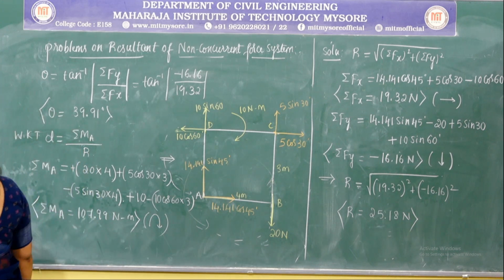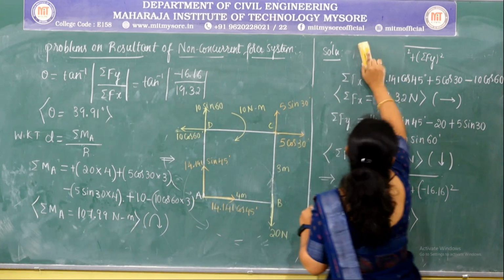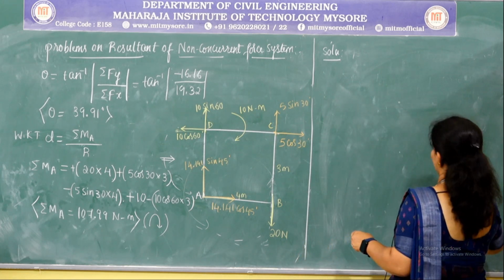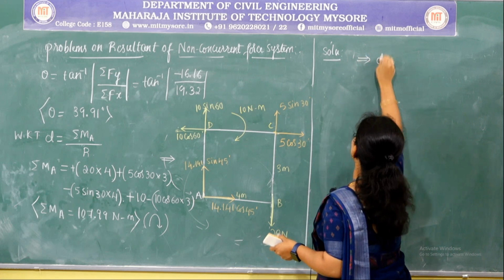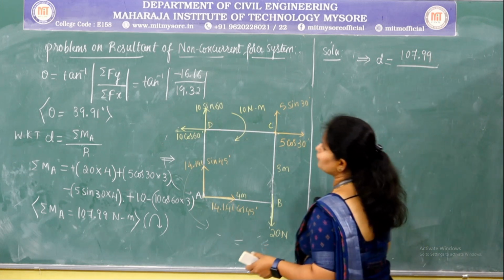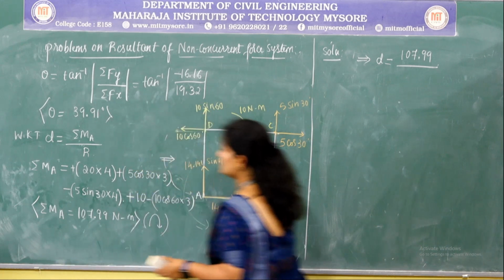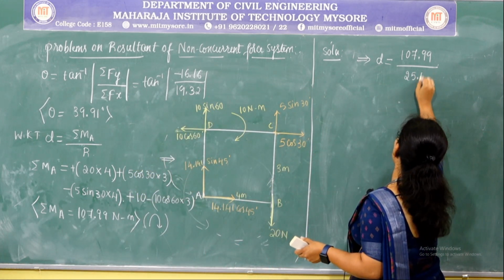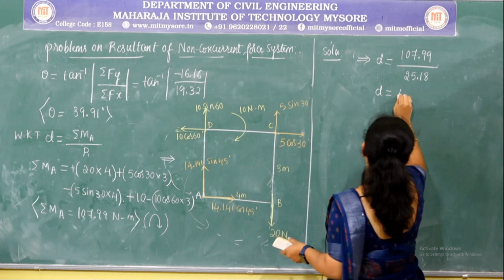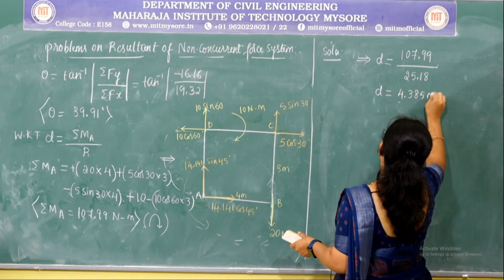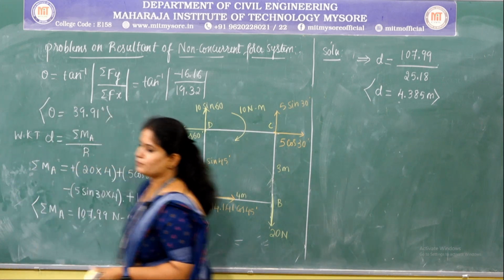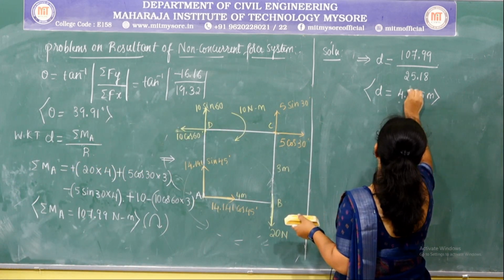So using this, find out the value of D. That implies D is equal to, what is the value of R? The value of R we got is 25.18 Newton. So the value of D becomes 4.285 meters.